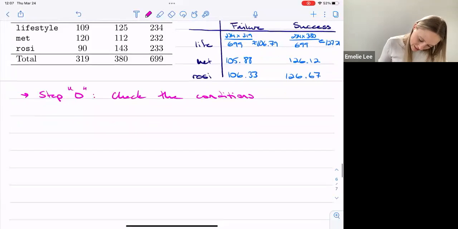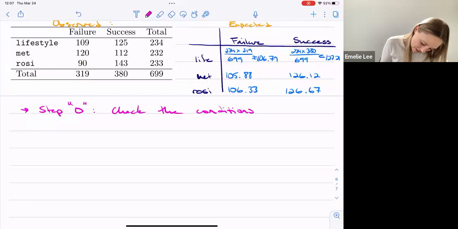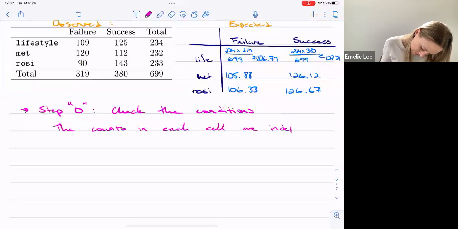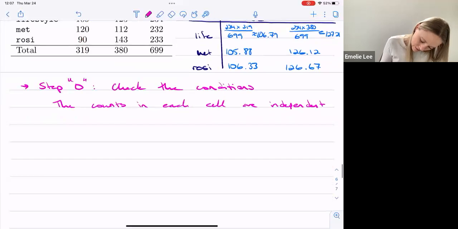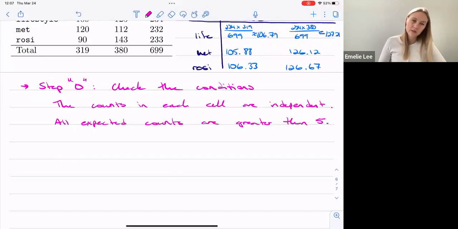And so the counts in each cell, right? They are independent of each other, right? There's no double counting or anything like that. And so the counts in each cell are independent, and all expected counts are greater than 5. So then we're good to go.